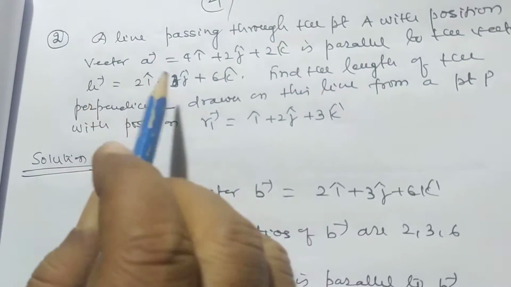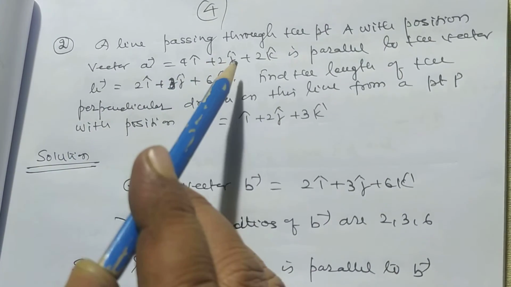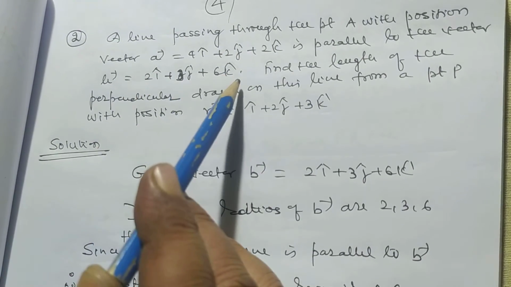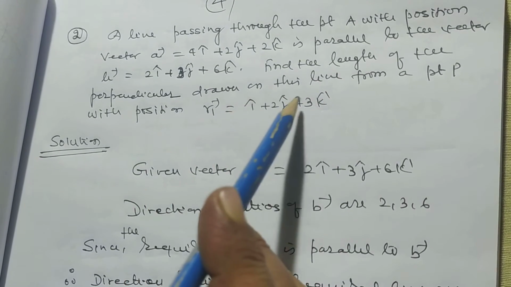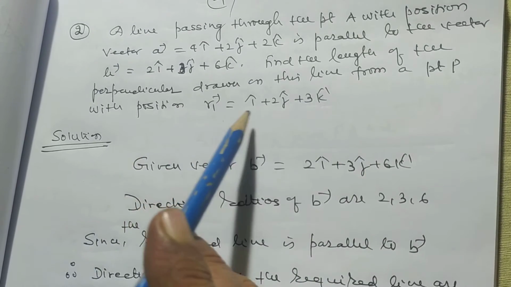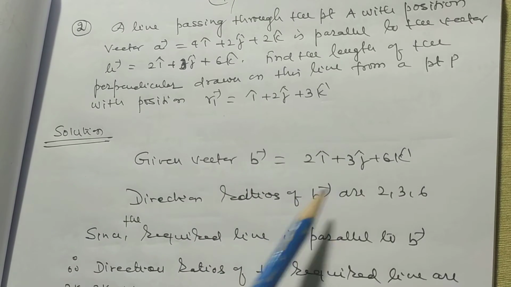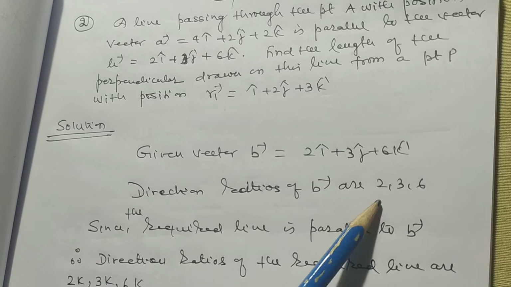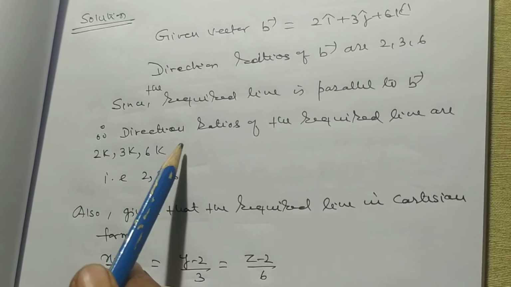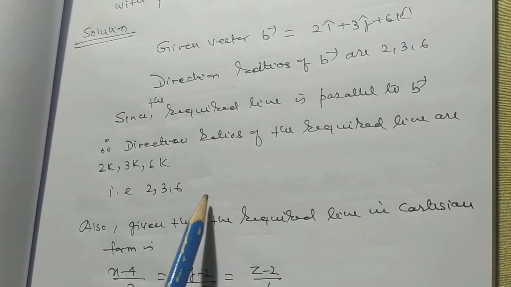Now problem number 2. A line passing through the point A with position vector a is equal to 4i plus 2j plus 2k is parallel to the vector b, 2i plus 3j plus 6k. Find the length of the perpendicular drawn on this line from a point P with position vector r1 is equal to i plus 2j plus 3k. Given vector b is equal to 2i plus 3j plus 6k. Direction ratios of b are 2, 3, 6. Since the required line is parallel to vector b, therefore the direction ratios of the required line are 2k, 3k, 6k, that is 2, 3, 6.